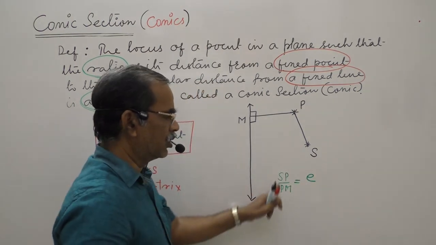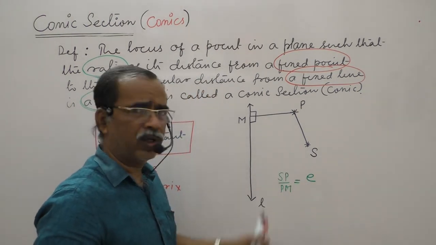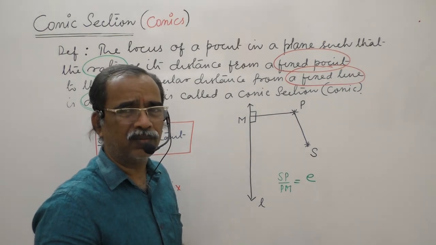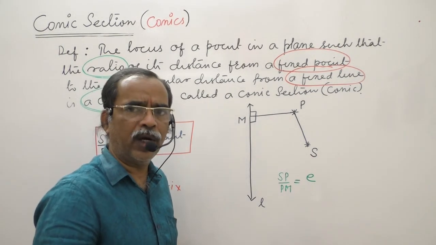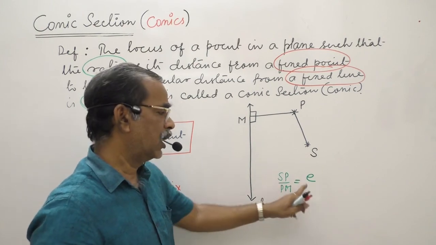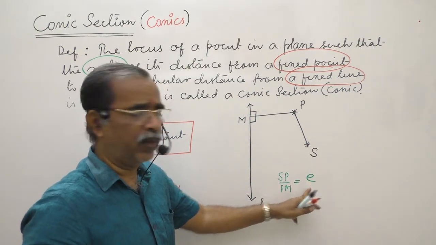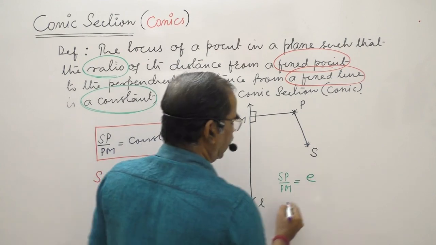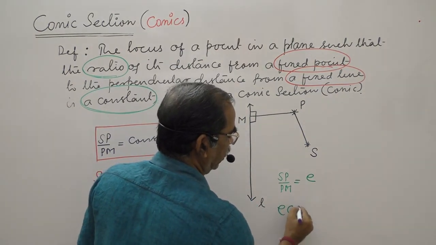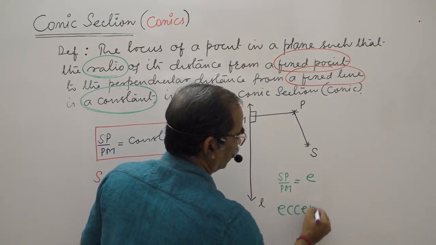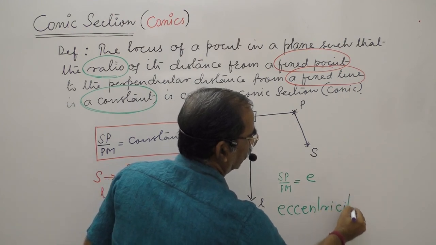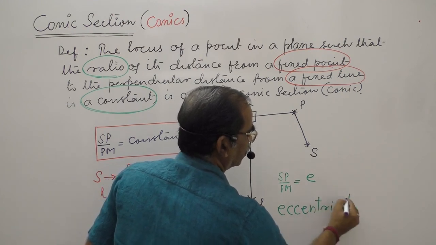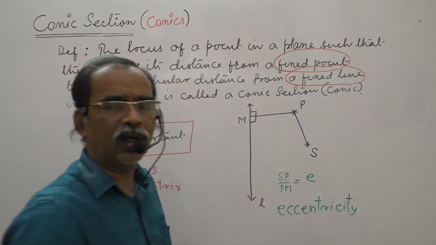What is the constant ratio? You will get some non-zero real number, 1 by 2 or even 1, 3 by 2, etc. That constant is denoted by e and is called the eccentricity of the conic. What is this? The eccentricity of the conic.